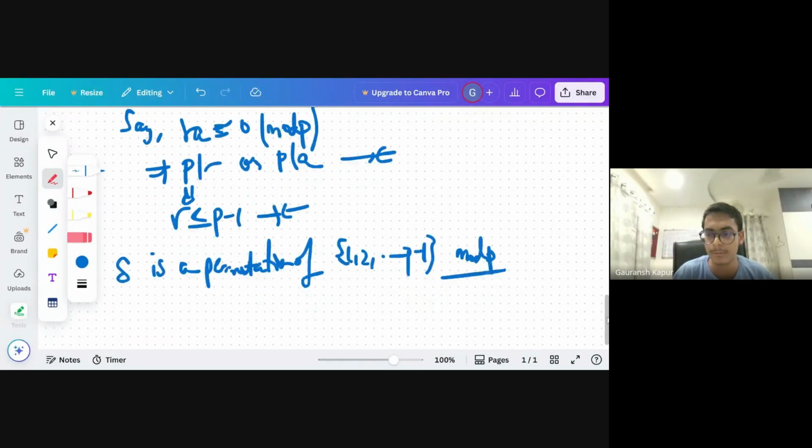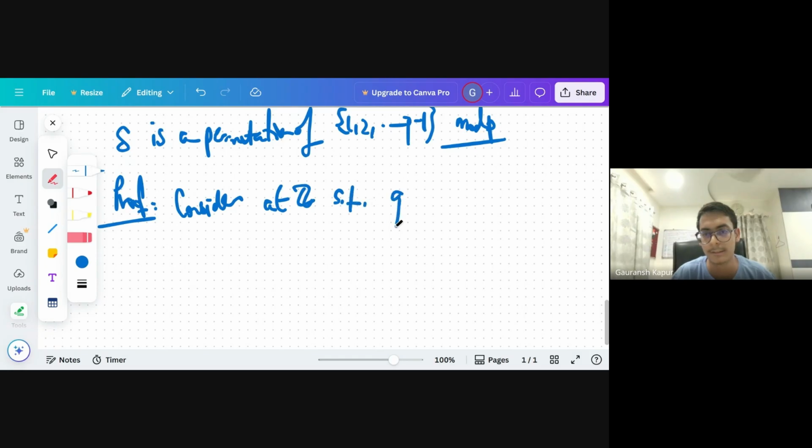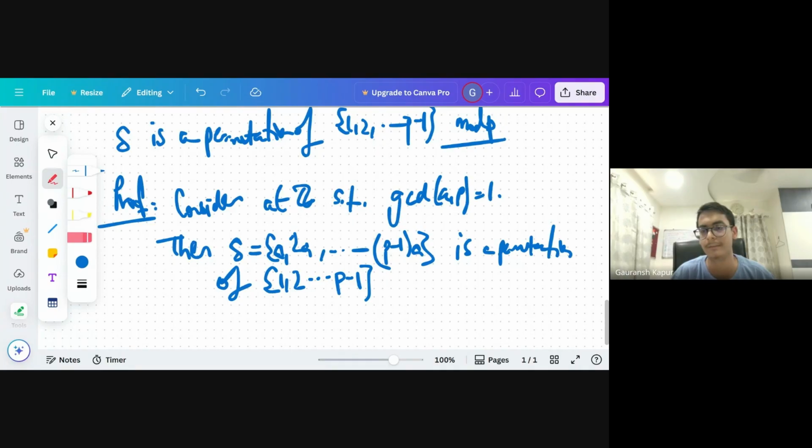So using this, we'll prove Fermat's little theorem. So let's begin the proof. So consider A in Z such that the GCD of A and P is 1. Then S, which is A to P minus 1 times A, is a permutation of 1 to P minus 1.